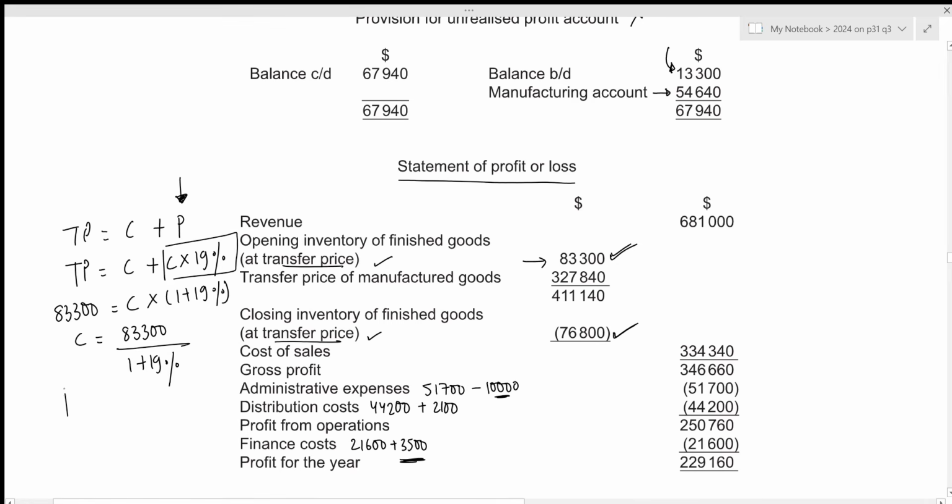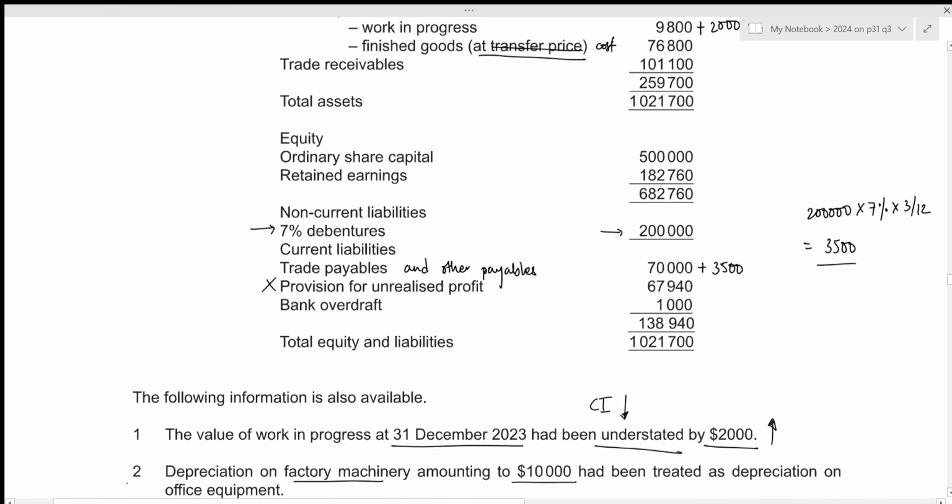So the profit that we require will be 83,300 divided by 1 plus 19%, that's the cost, times 19%. This results in the value of 13,300. This will act as our opening balance within the provision for unrealized profit.